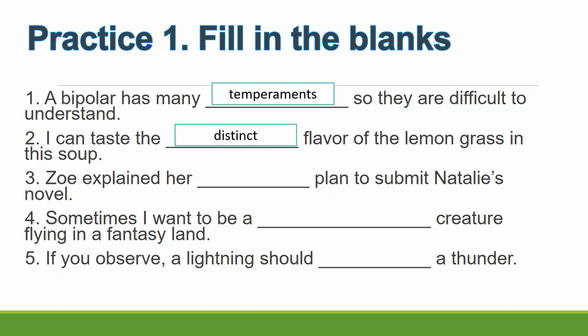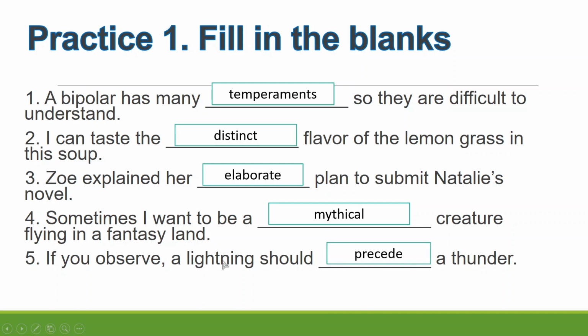Okay. Number 3, Zoe explained her elaborate plans. Elaborate, which means that it's complex or in great detail. So everything in detail, something like that. In number 4, sometimes I want to be a mythical creature flying in a fantasy land. So you can get the idea from the word fantasy land. So anything that is imaginary relating to myths. So mythical. And number 5, if you observe, a lightning should precede a thunder. So which means that a lightning comes before a thunder.